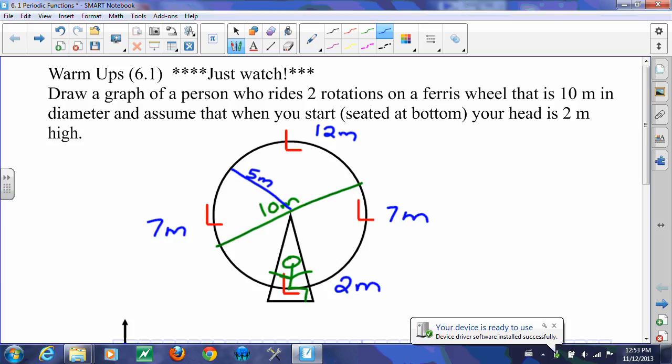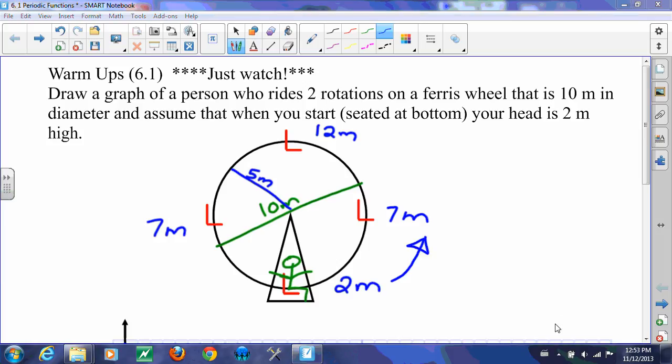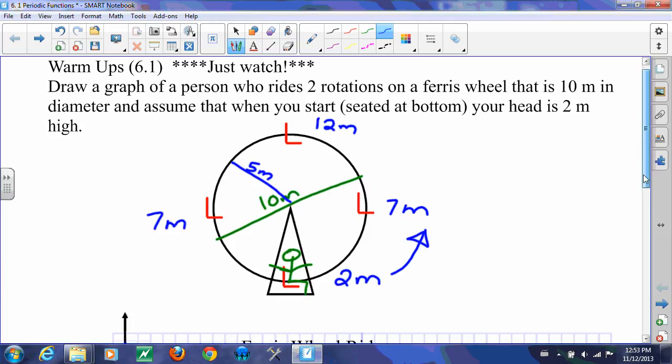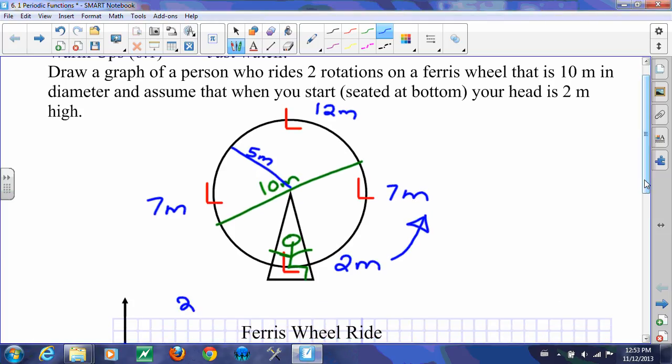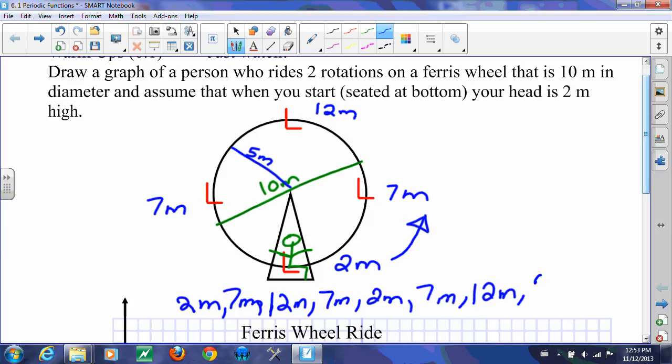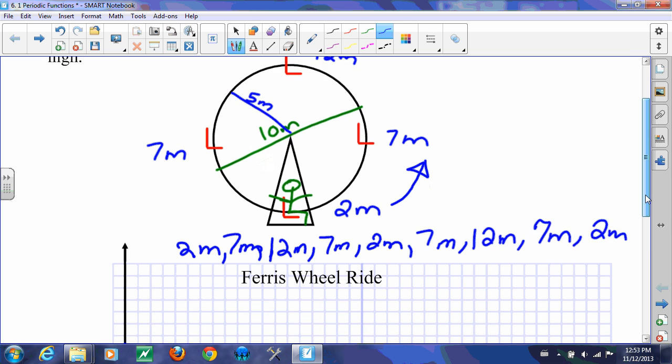So in theory, we're going this way, which is counterclockwise, and we are going to start at 2 meters. The trend we're looking at is we start at 2 meters, then we travel to 7 meters, then we get to 12 meters. Then we start coming back down to 7 meters, then we're at 2 meters again. So that's one complete rotation, but we're going to keep going. We go to 7 meters again, back up to 12 meters, back down to 7 meters, and finally we end at 2 meters. Just envision yourself on that Ferris wheel ride.